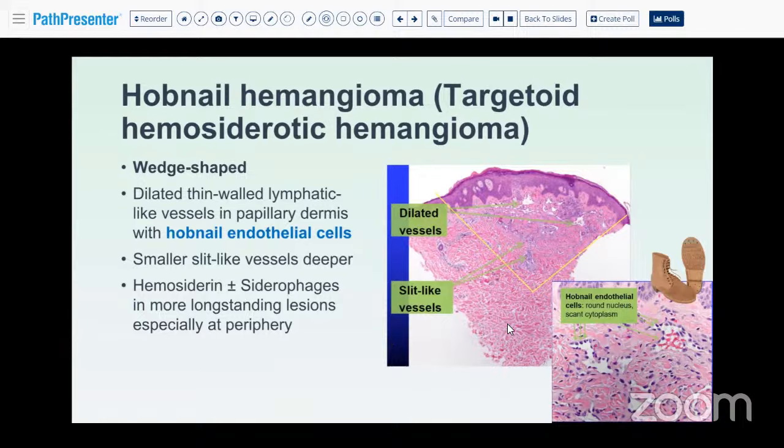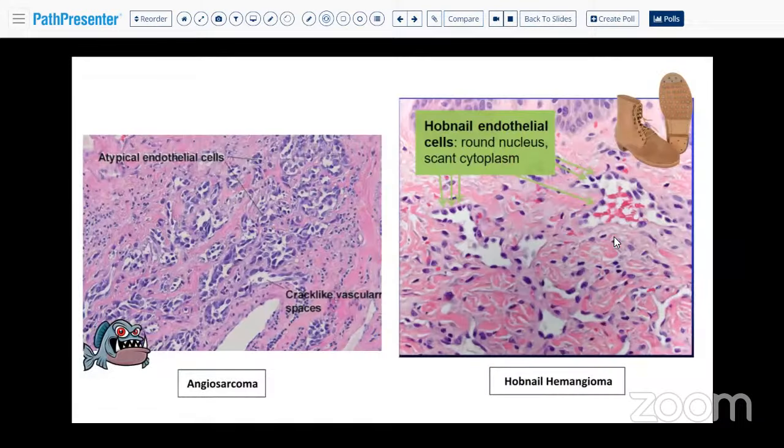We often will see hemosiderin in longstanding lesions, especially at the periphery, and that's what gives them clinically that targetoid hemosiderotic appearance. Angiosarcoma versus hobnail hemangioma side by side: evil endothelial cells forming creeks versus hobnail endothelial cells lining these vascular channels.